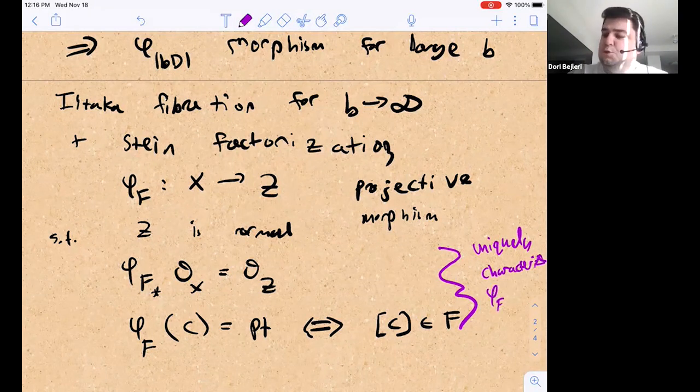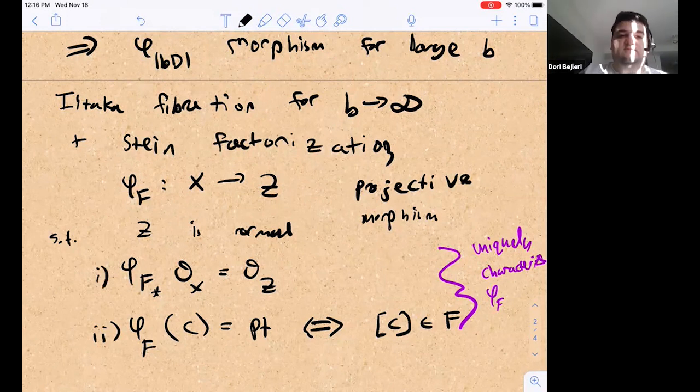And then we said that these conditions actually uniquely characterize phi_F, because the second condition tells you what Z is as a topological space. It's exactly the quotient of X by the equivalence relation where all points on curves in our face are identified. And then the first condition equips it with a structure sheaf, so it gives it the structure of a scheme in a unique way. Okay, so that's all good. Now we have our extremal contractions, and we know they're unique.